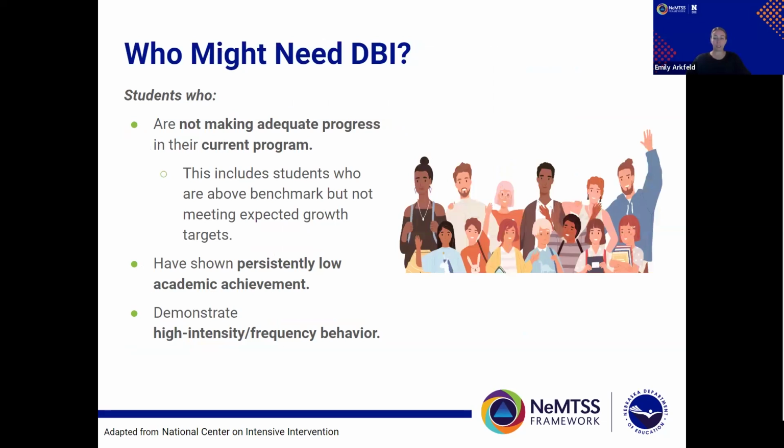When thinking about what students might benefit from DBI, we will look first at any student who is not making adequate progress in their current program. This includes students not meeting benchmark after Tier 1 core instruction and supports, Tier 2 targeted supports and interventions, or Tier 3 intensified supports and interventions. This also includes students who are above grade level benchmarks and those who are considered high ability learners who might not be meeting their expected growth targets. This is generally a group that is typically overlooked. We also want to consider students who have persistently low academic achievement or high intensity or high frequency behaviors.